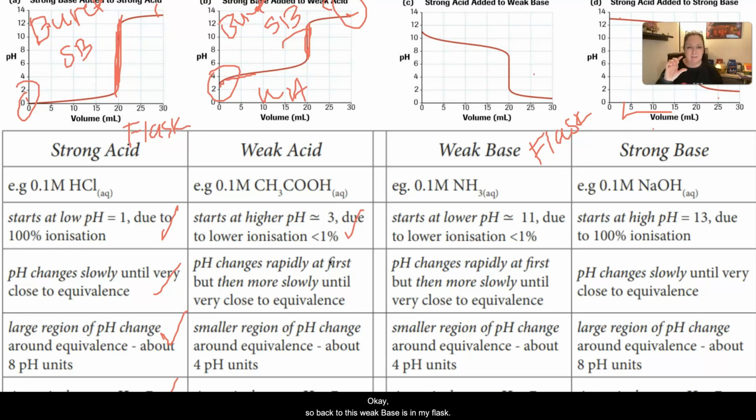Okay, so back to this. Weak base is in my flask. So I know it's a weak base. Why? Because look at my starting point. Number one, the pH is starting at around 11. So I know it's base. I know it's a weak base because it's less than 12.